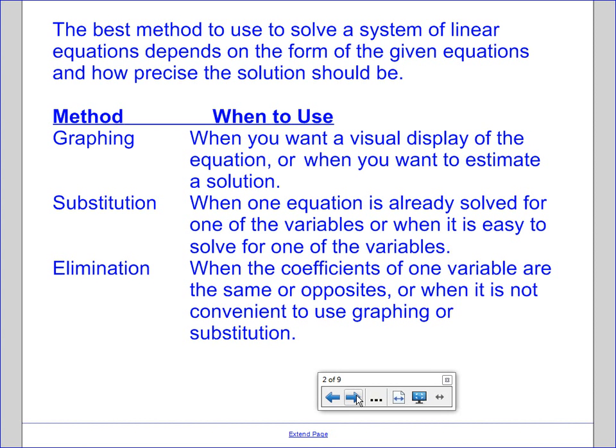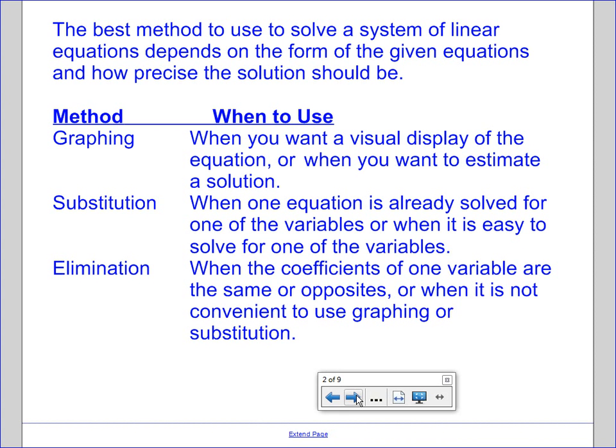Substitution is the second method, and this one is best to use when one equation is already solved for one of the variables or when it is easy to solve for one of the variables. And the only time that it would really be easy to solve for one of the variables is if a variable in an equation has a coefficient of 1. If it has a coefficient of any other number, I don't recommend using substitution because frequently when you solve for the variable, you can end up with fractions in your equation, which makes it very difficult to solve.